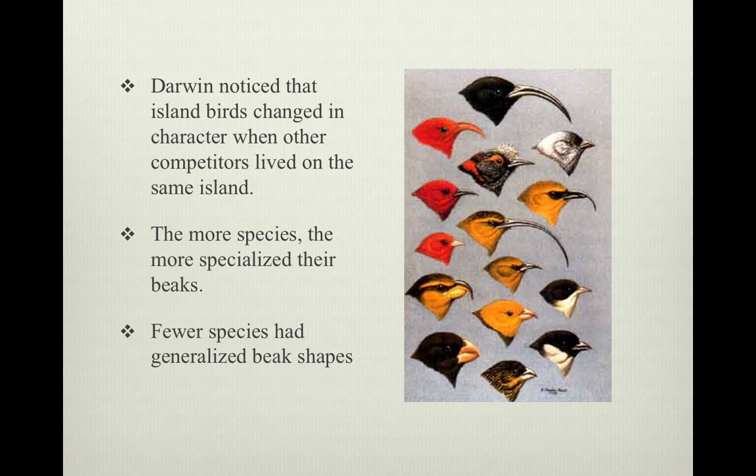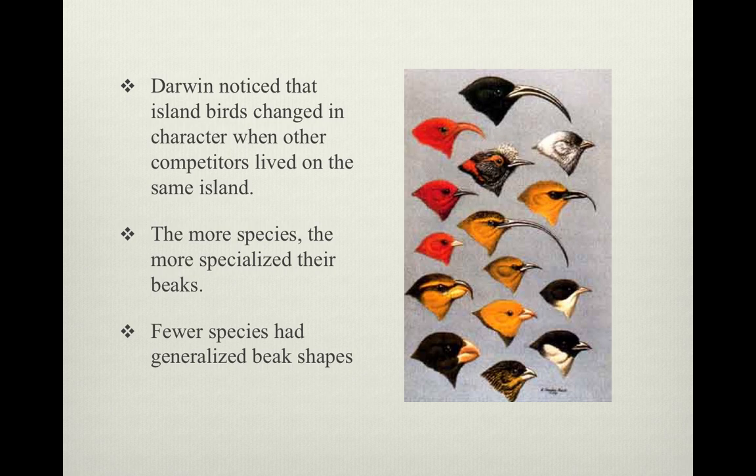So Darwin noticed that island birds change in character when they have competitors that live on the same islands. And so the nature of the Galapagos is that islands are constantly forming. They're small when they first form. They get larger as more eruptions contribute greater landmass. They'll reach their peak at several hundred years old, and then they'll start to erode away and go back into the ocean.